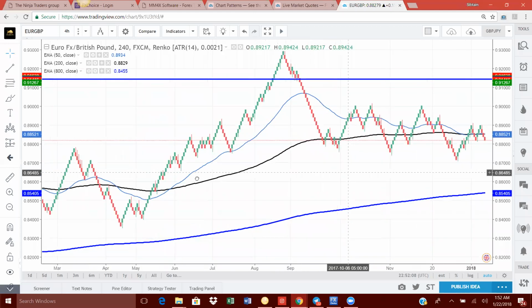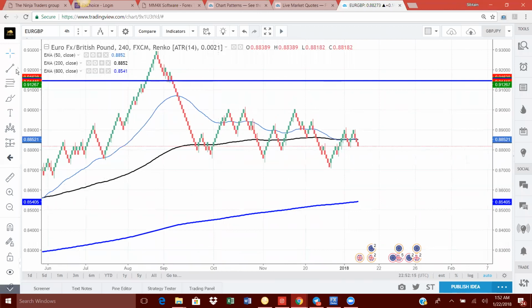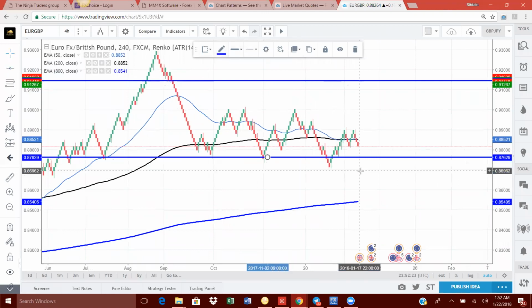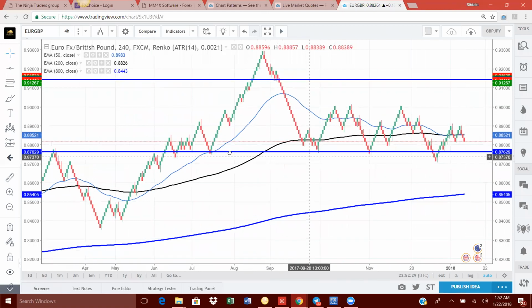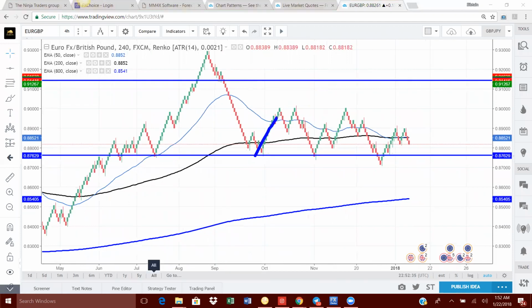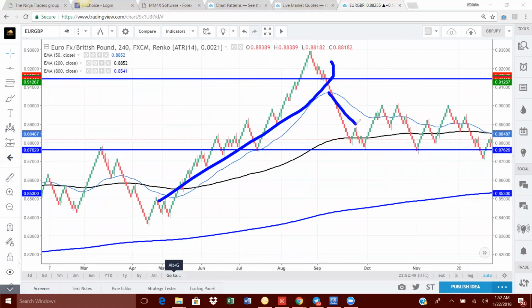Okay, on the 4-hour, there is a very big support, right? If you see here, this is a Renko chart, right? And the market is consolidating, right? Ranging. Yes, see? It's ranging, after a very big price move from the downside to the upside. That's why the market is relaxing.